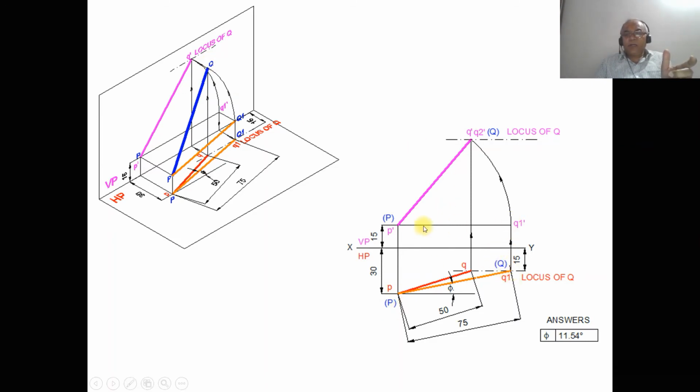You have projected till here because this length is the true length. So obviously that line is parallel to VP and parallel to HP. Now the front view point of Q dash should lie on this end projector. So with P dash as center, taking the radius of P dash Q1 dash, you rotate it such that it is going to cut on this end projector. So you get Q dash, join this, and then you get the locus of Q.